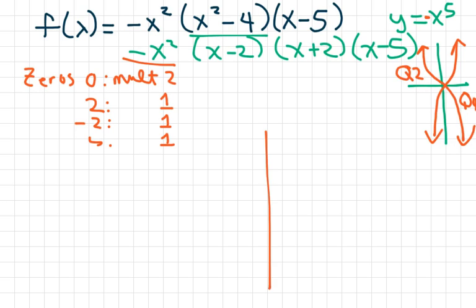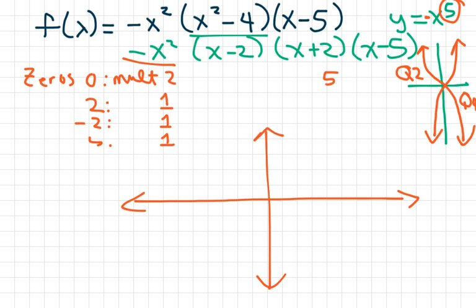So if I graph this, how many turning points can we have? We can have at most n minus 1. So my n is 5. 5 minus 1 equals 4. We can have at most 4 turning points. So let's see what happens. My y-intercept, do we know what that is? Oh boy, I don't want to worry about that. So what we're going to do is do our zeros.